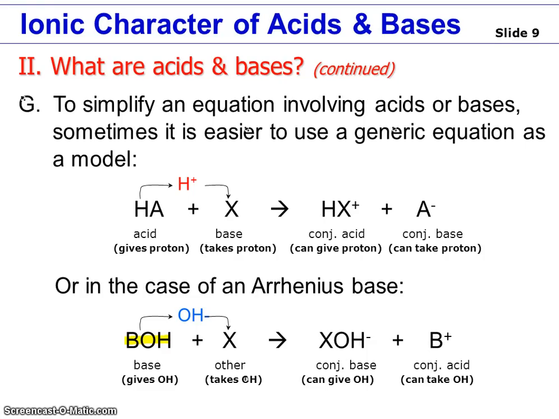So in this case of an Arrhenius base, the base is going to donate the hydroxide ion, and it's going to donate it to the other molecule in the equation. This other molecule is then going to become XOH, meaning whatever generic molecule this is is going to have the OH in it, and it's going to be negatively charged now. And because it has an OH, it is considered a conjugate Arrhenius base. Then the rest of the molecule that was left over after hydroxide left the base is going to be left over here. It could be considered a conjugate acid because it's slightly positive, or it would just be considered the other ion in there.